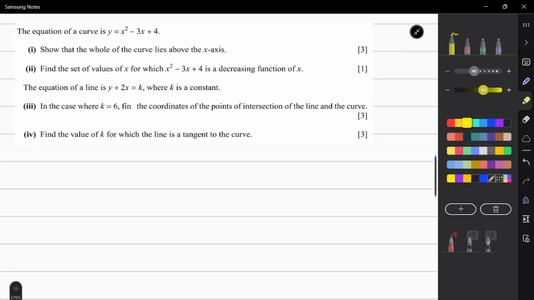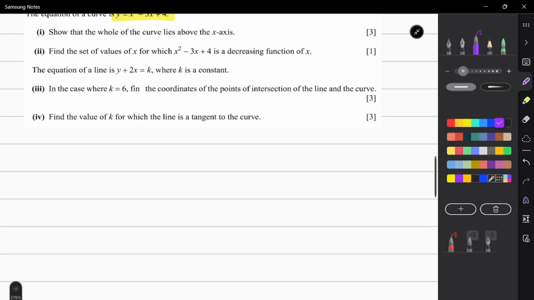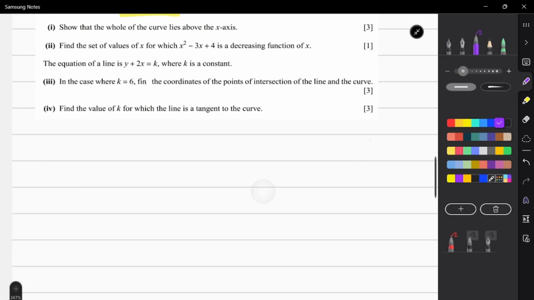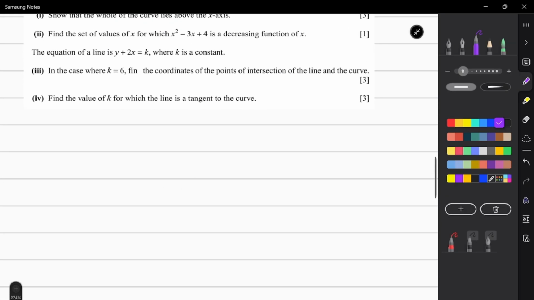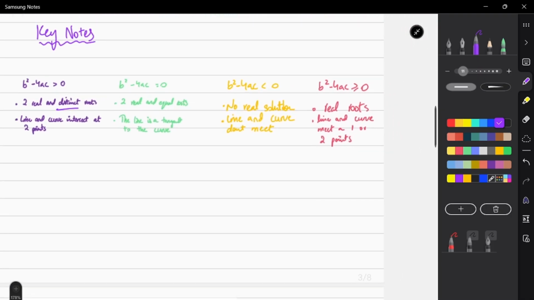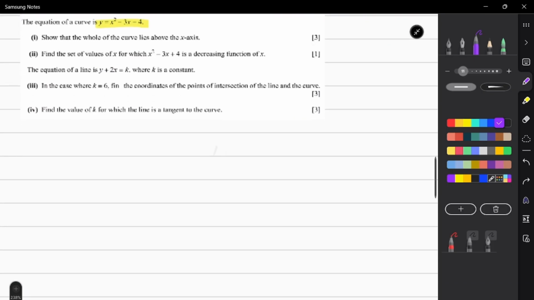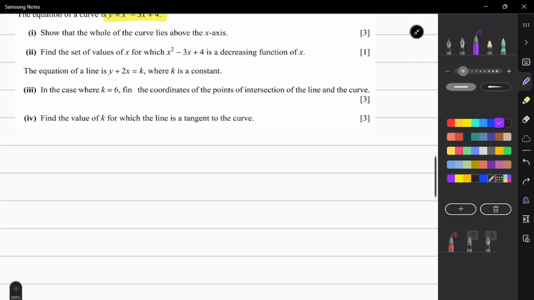So this is the curve equation, and we need to show that this curve lies above the x-axis, meaning that it doesn't intersect with the x-axis, and hence there are no x-intercepts, hence there are no real roots. So when there are no real roots, we know that the discriminant is less than 0, as written here. No real solution, and the line and curve don't meet. So the curve and the x-axis don't meet.